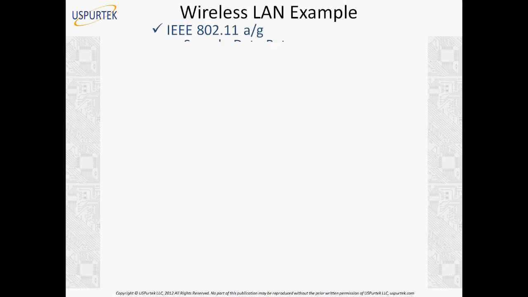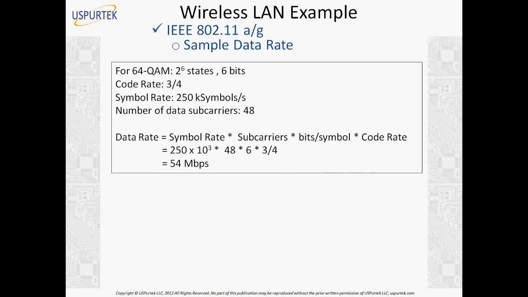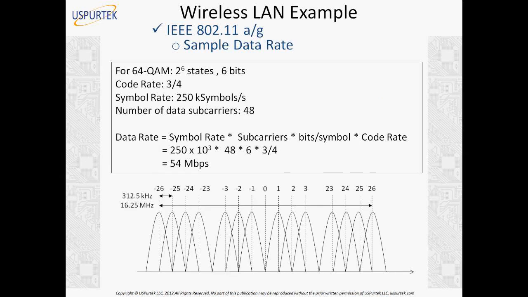We just do this multiplication to arrive at the data rate. Symbol rate multiplied by the number of subcarriers, multiplied by bits per symbol, and multiplied by code rate. Remember, the code rate is important here too, because for every 3 bits of actual data, we are actually transmitting 4 bits, 1 bit extra. So multiplying all this, we arrive at 54 megabits per second. There is always some overhead built into the bandwidth. When we say 54 megabits per second, it includes the error bits too.